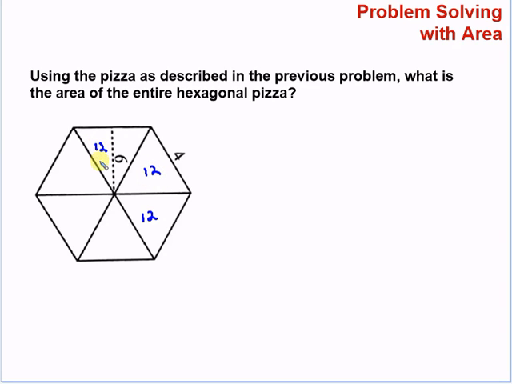And this one is 12, and this one, and this one, and this one is 12. So that's 12 times 1, 2, 3, 4, 5, 6.